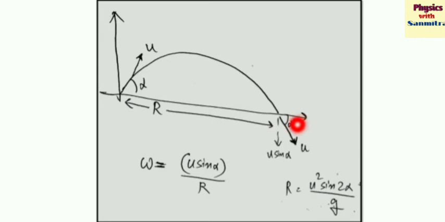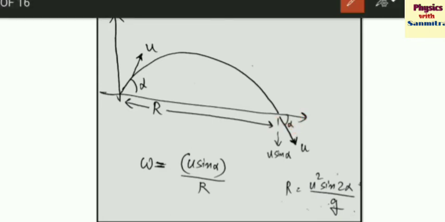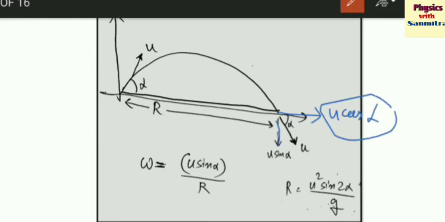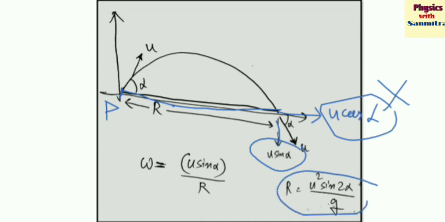Now just see here properly. If I join a line like this and this is u, so this is u cos alpha and this is u sin alpha. This u cos alpha is in line with the point of projection, so this will not contribute to the change in angular displacement. So it will not contribute to the angular velocity. Only u sin alpha will contribute to the angular velocity. So u sin alpha into this distance, that is r, the range, and r is u square sin 2 alpha by g. So that is very simple.